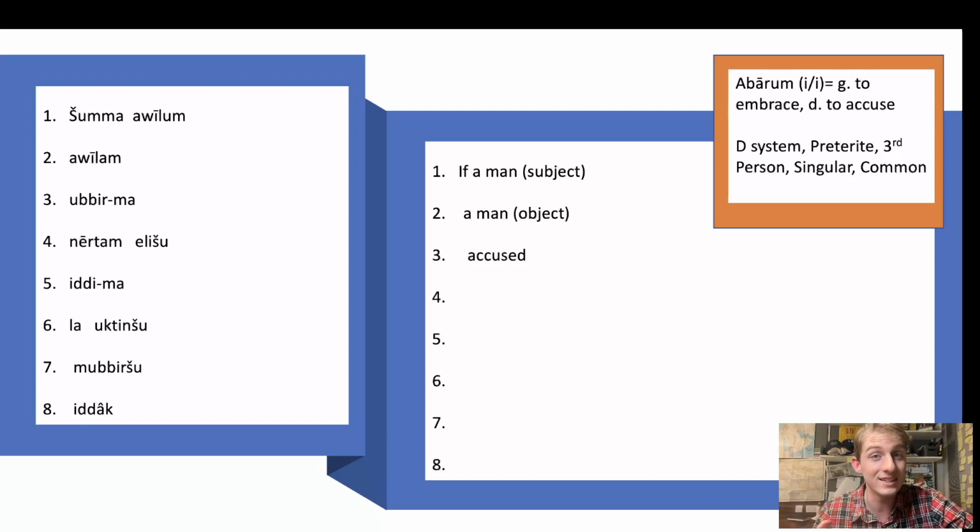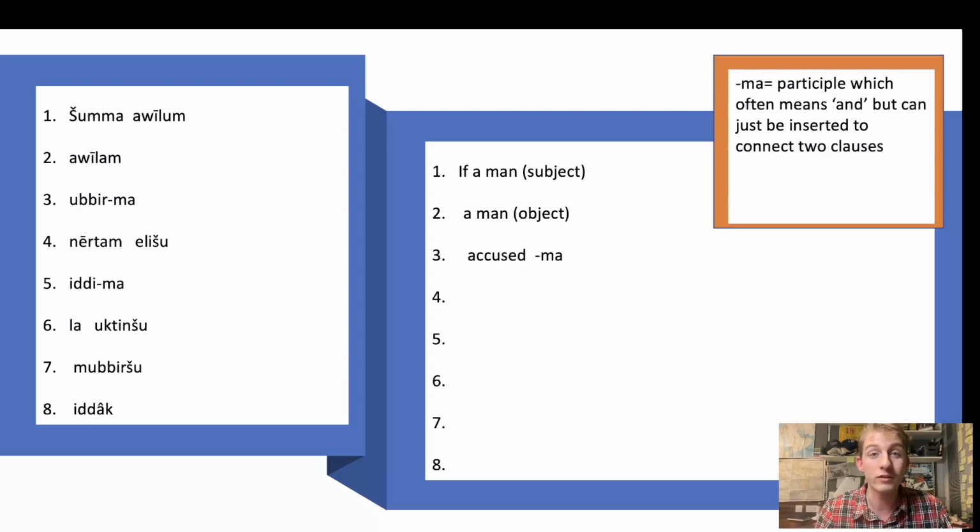And a lot of times the D system definition is going to be the G system, but to make the G system happen. So it's to make embraced. And if you think about accusing, it would have been kind of a process where you're making someone embraced by authorities. So ubir ma is going to give us accused, and this ma is a participle, which can often be translated as and or then.